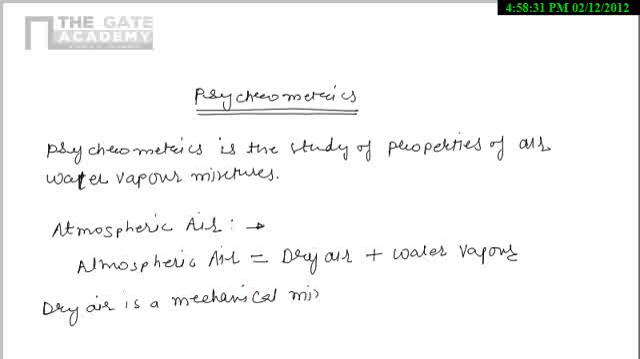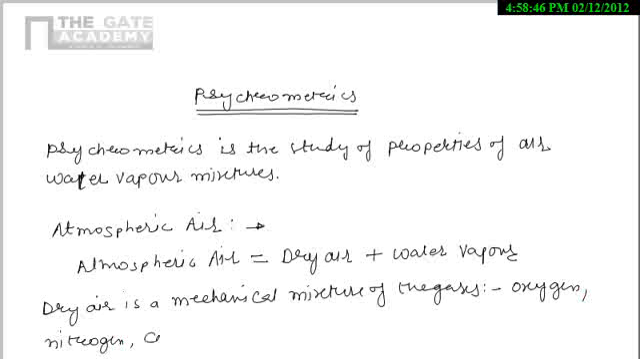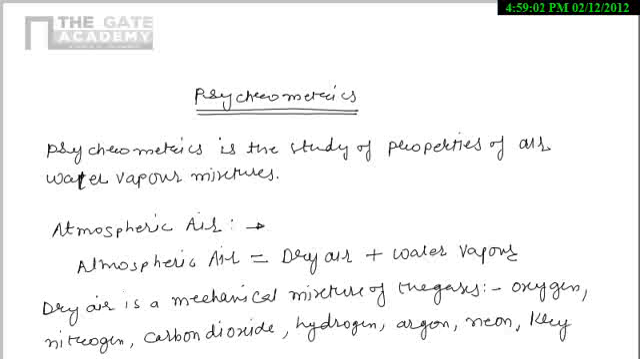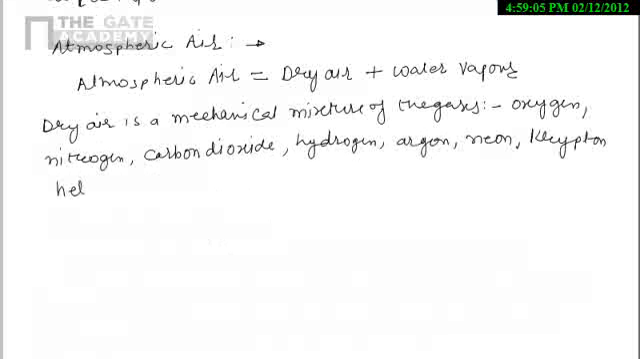So dry air we can define as a mechanical mixture of gases, and in these gases there are oxygen, nitrogen, carbon dioxide, hydrogen, argon, neon, krypton, helium, ozone, and xenon. So this one is the mechanical mixture of gases.